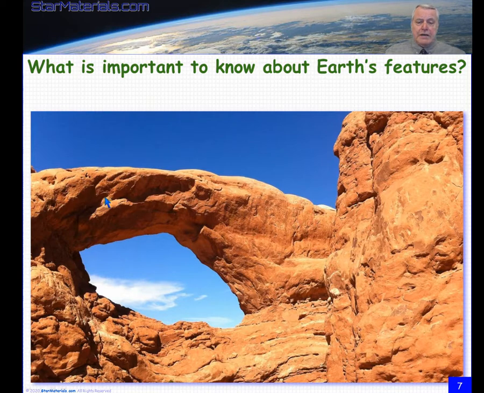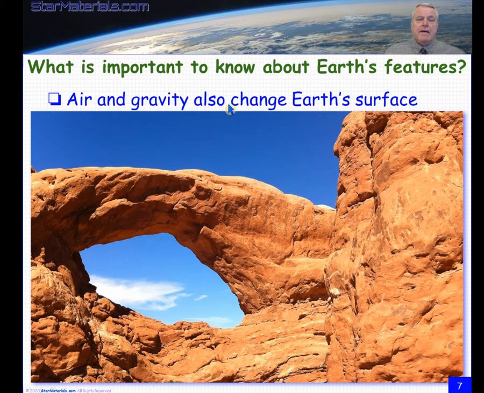This is rock with a hole in it. Air and gravity also change Earth's surface. Now, at one time, this might have been a river flowing through here, like an underground river. I don't know. But wind can also shape the Earth's surface. Over a long time, wind blows on the rocks and changes the surface.